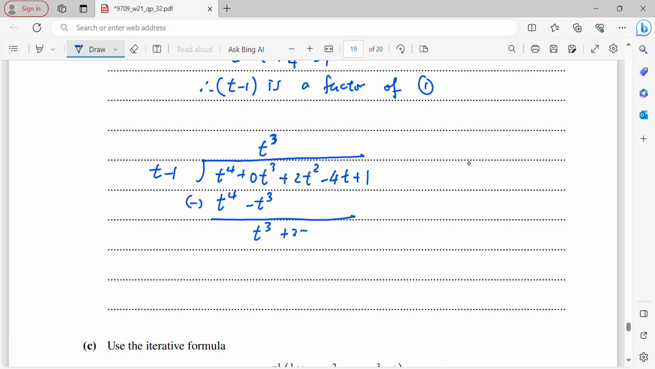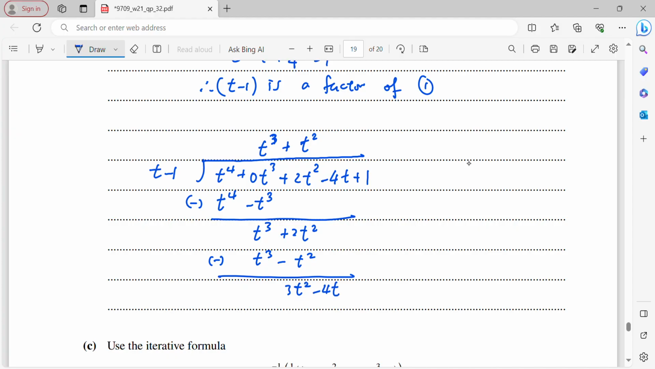Bring down the 2t squared. Now to get t cube from t, we need to multiply with plus t squared. This is t cube minus t squared. Then now again, 2t squared minus minus t squared, it will be 3t squared. Bring down the minus 4t.